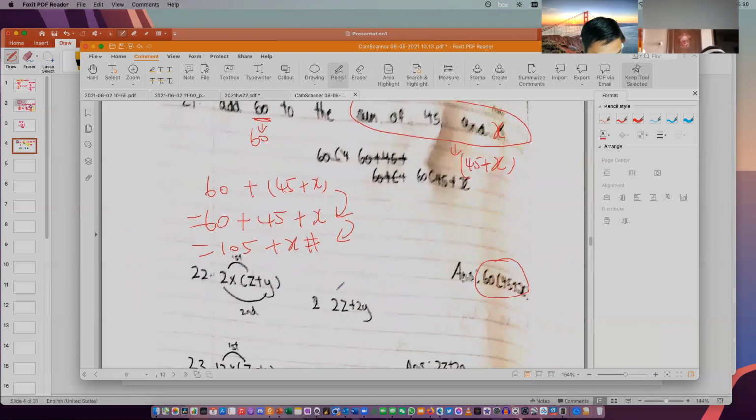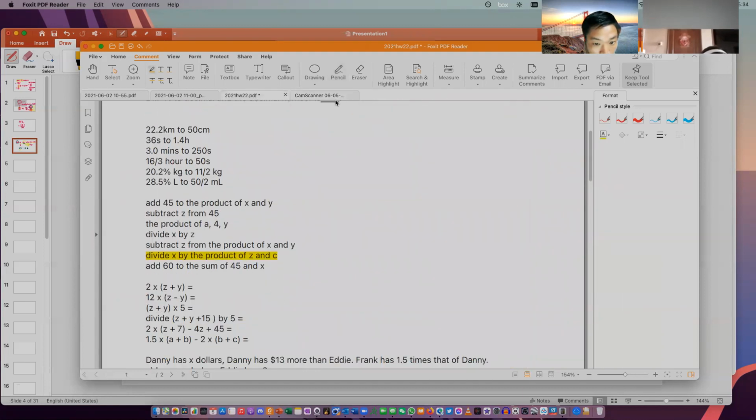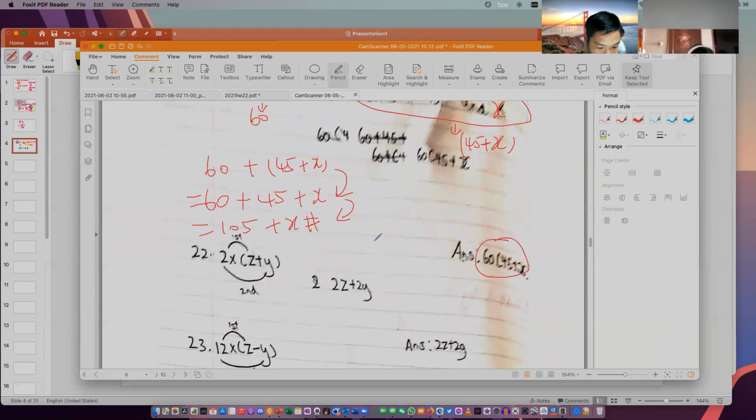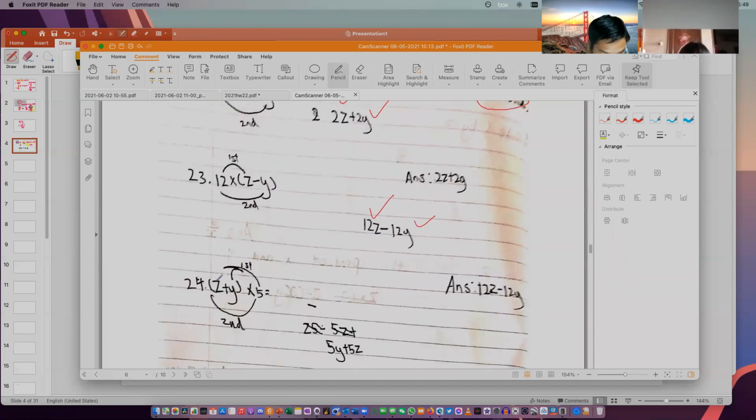This one is okay. 22. Let me see. 22. Okay, good. Over here is our opening bracket. So, first arrow, good. Second arrow, done. This one, first arrow, 12Z, second arrow, done. In between, minus sign. Very good. This one, first arrow, 5. Which one is your first arrow? Y is your first arrow.